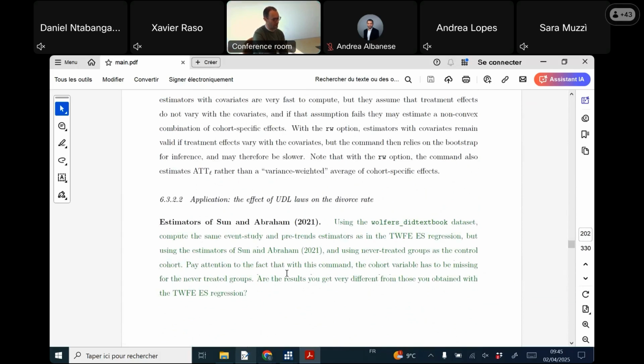Okay, so now let's apply this to the UDL, the unilateral divorce law example. I would like you to start by computing the estimators of Sun and Abraham using the never treated groups as the control cohort. And you should pay attention to the fact that in their command, the cohort variable has to be missing for the never treated groups.